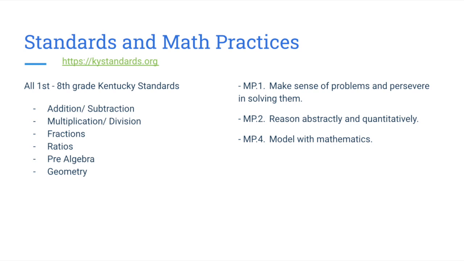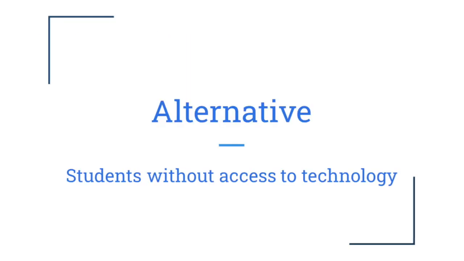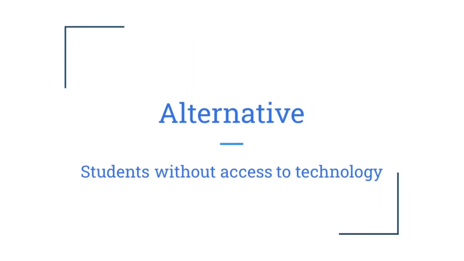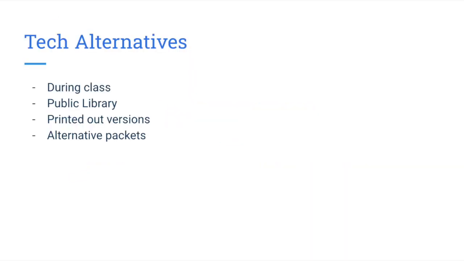They have to fill in numbers. They have to constantly be modeling with their math skills. The last thing is alternatives, so students without access to technology. I would have students do this during class so that they can use their Chromebooks provided. They also can go to a public library when they're home. They can access the internet there.